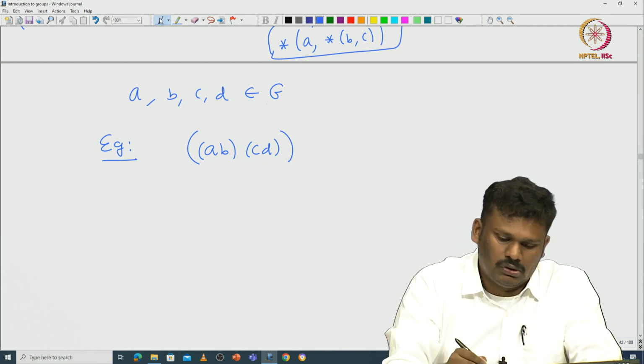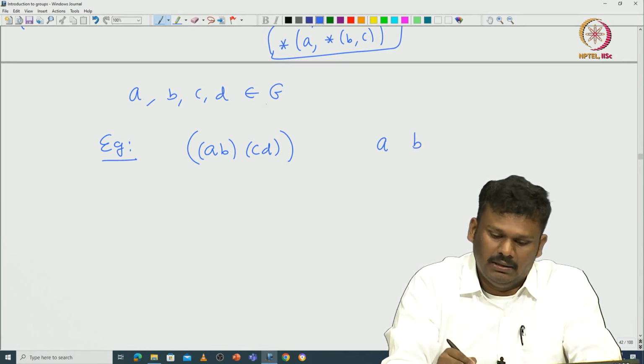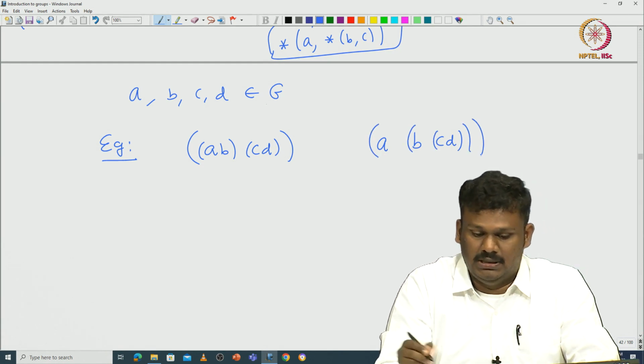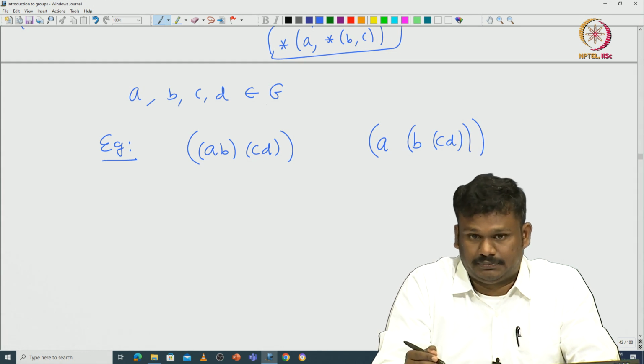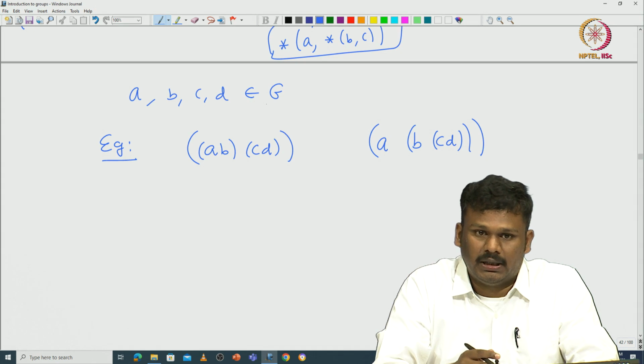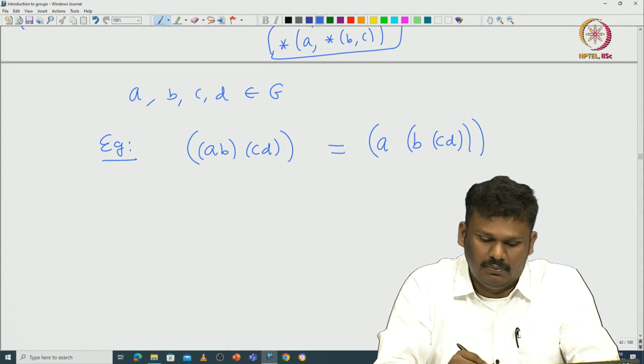And then you can also do something like this. I can keep A as it is and then I can multiply CD first and then BCD next, and then I can multiply A with this. But what do we want to say? It doesn't matter how you actually group them. Once you fix the order A, B, C, D, then these elements will be the same in the group.